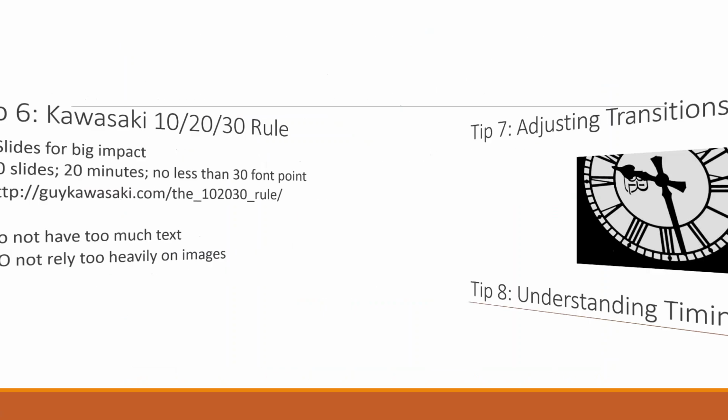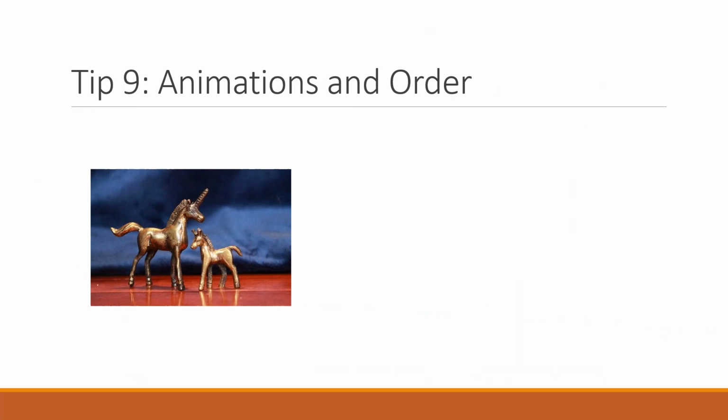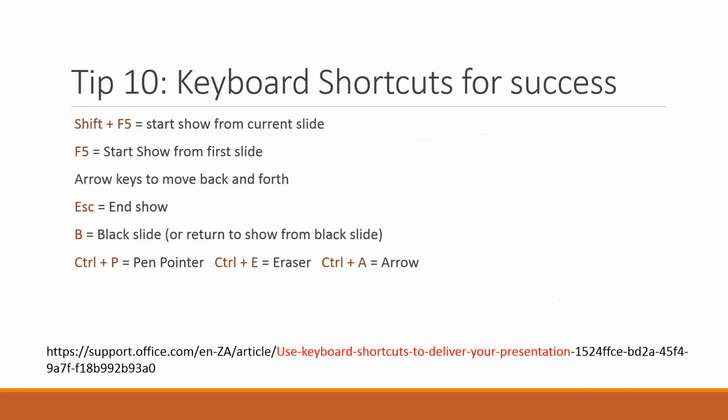So beyond the arrow keys and the B, you can also use your controls. So Control P for pen pointer, Control E for eraser, Control A for arrow. So if I hit Control P on my keyboard, there's a little red dot that appears, and this is my mouse, so that I can go back and I can underline or circle very important pieces of information on the slide. Control E lets me erase that marking, and Control A turns it back into an arrow.